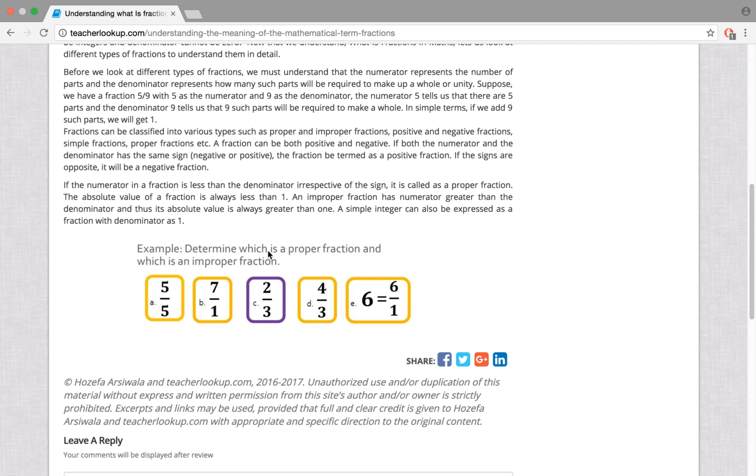Example: determine which is a proper fraction and which is an improper fraction. So let's look into the definition first. An improper fraction has a numerator greater than the denominator. So this is an improper fraction. This is an improper fraction. This, we could argue, is an improper fraction. So this is a proper fraction and this is an improper fraction.